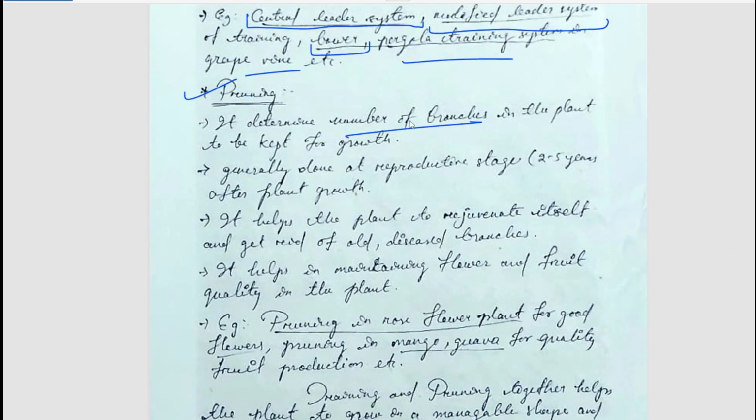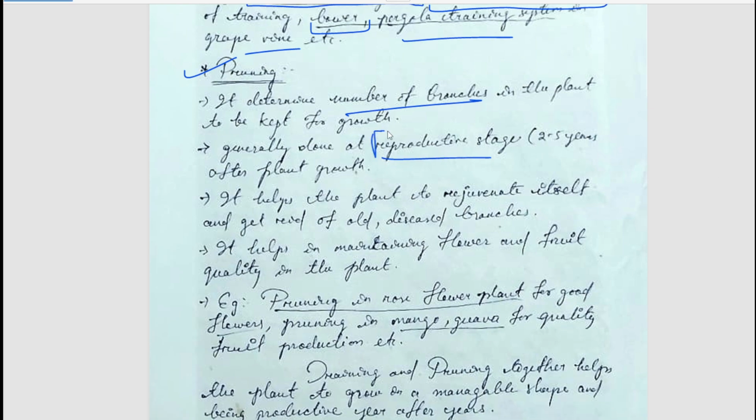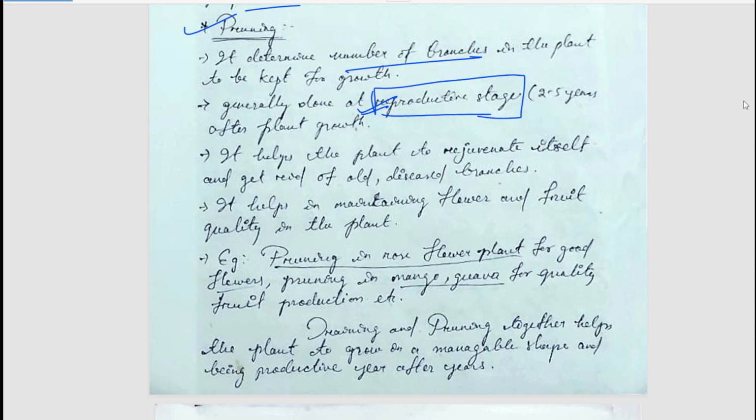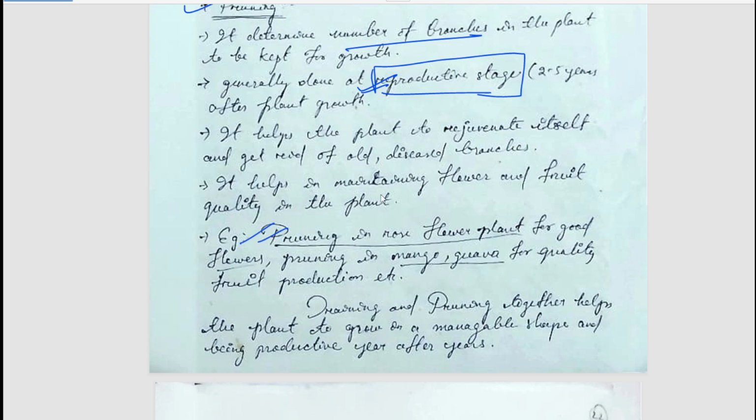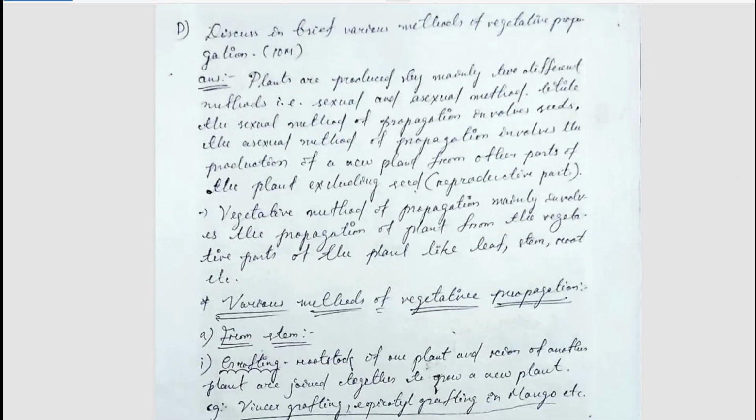Now it is pruning. It determines the number of branches and is generally done at the reproductive stage. So what is the major difference? Training is generally done at the initial stage of growth and pruning is done at the reproductive stage of the growth. So there are 10 points, you can simply pause and read it. Examples have been also mentioned as pruning in rose flower, mango, guava. So good only. Now let's move to the next question.